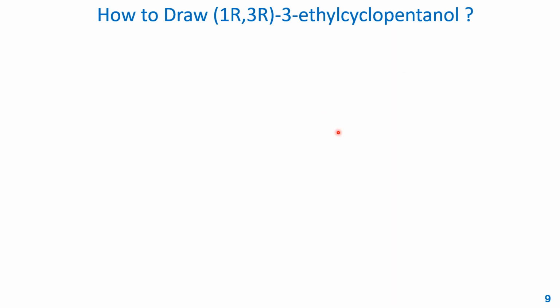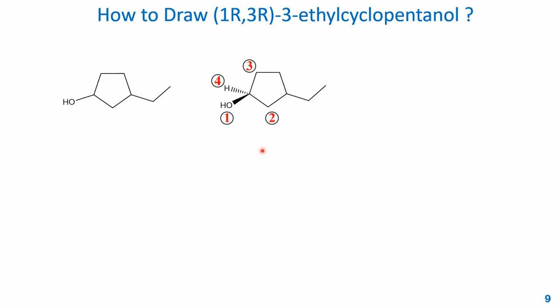Last example is another cyclic. So this is 1R, 3R-3-ethylcyclopentanol. So first you draw the basic structure, right? Now worry about the absolute configuration. So this is carbon 1. Assume the hydrogen is away from you. So assign priority first based on the CIP rule. 1, 2, 3, 4. 1, 2, 3 is counterclockwise, so this is S. However, you want R, so you switch the hydroxyl group away from you, hydrogen pointing to you, then it is correct R.